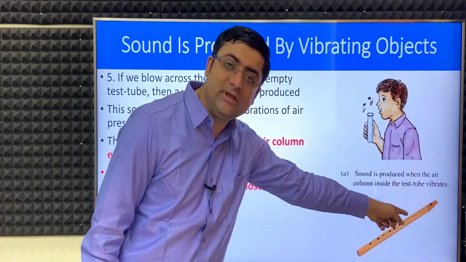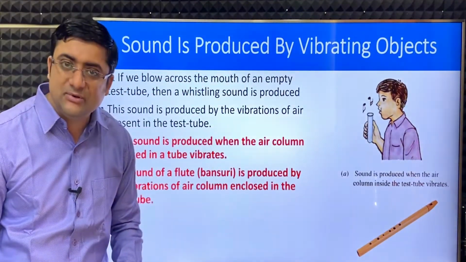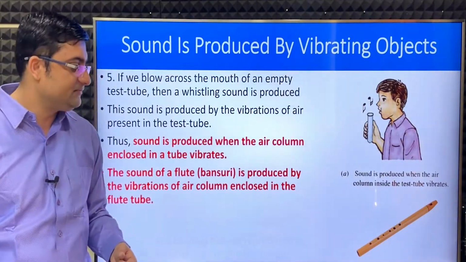So inside this flute tube, air is there. So when you blow over here, the air starts vibrating, because of which sound is produced. So this is how a flute works.